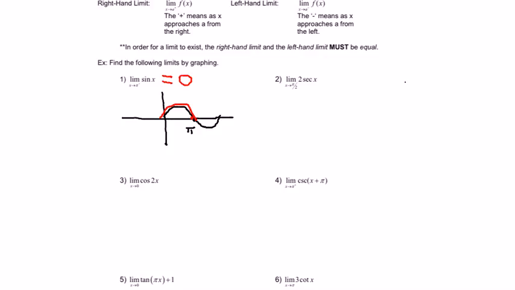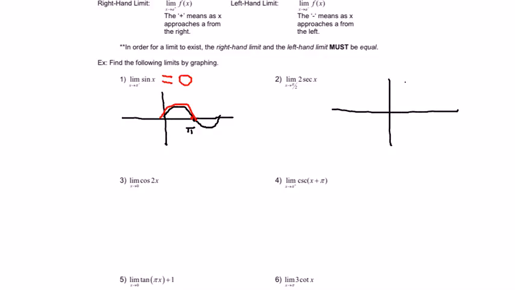The next one asks us to do the limit of 2 secant x as x approaches pi over 2. Now notice it's not a one-sided limit, it's just pi over 2. We're going to approach pi over 2. The first thing that we have to remember how to do is the graph of 2 secant x. Alright, so let's take a look at that.